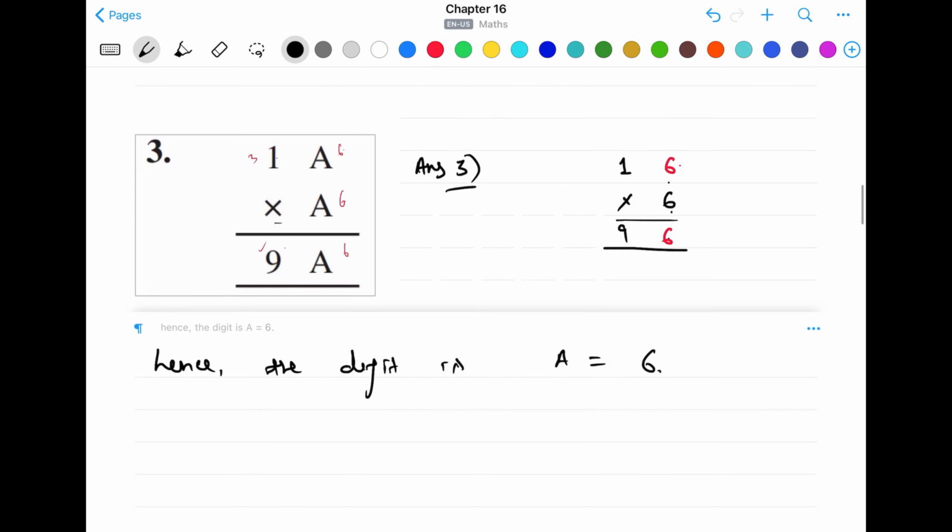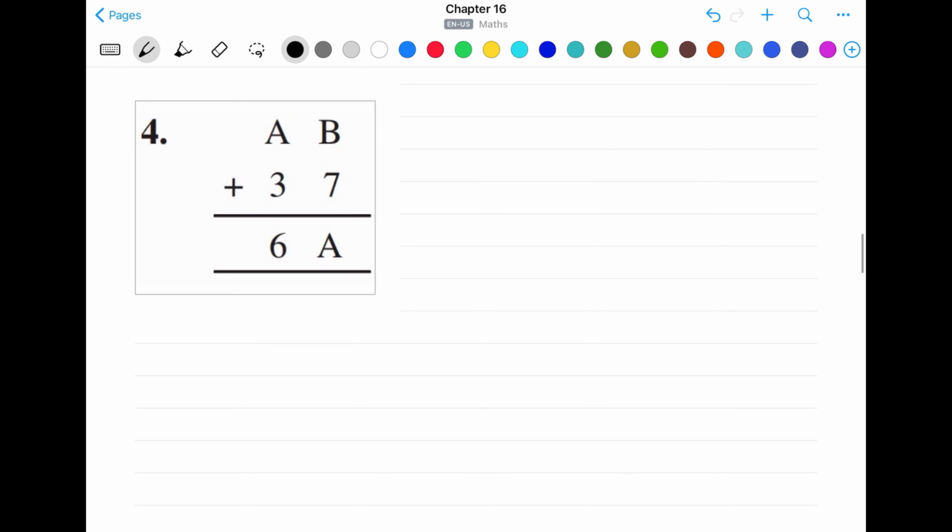You can try it with all the numbers. Since we are given A is multiplied to N, and again we are getting A, so we look for all the digits which when multiplied to itself again give the same number at the ones place. So this turned out to be 6 in this case. Now let's move to the next one. We have question number 4.